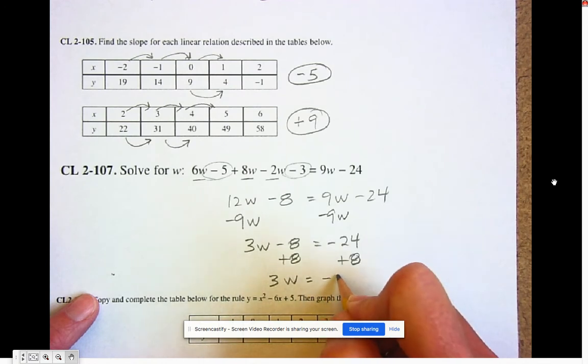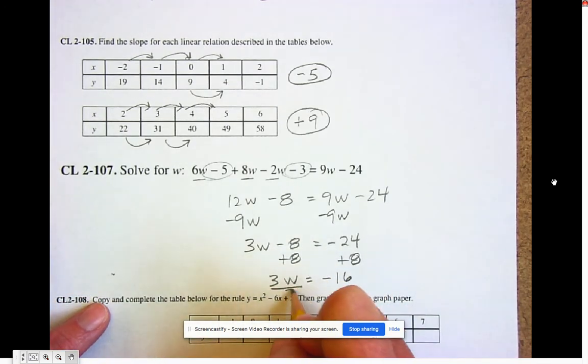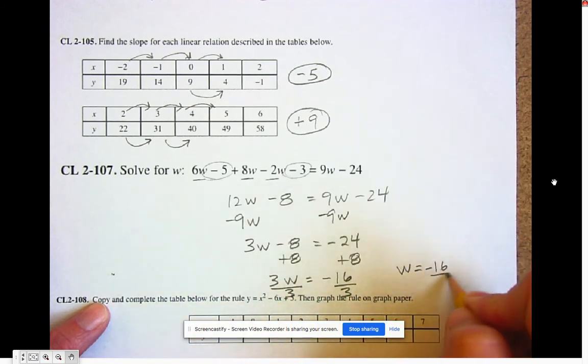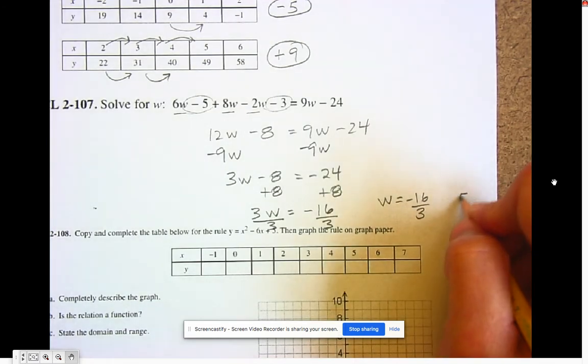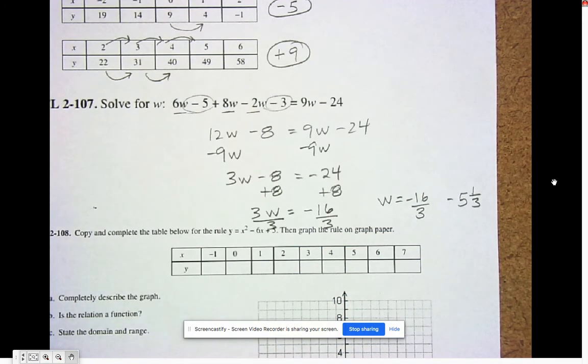So let's see, 3W is equal to, when I add 8, negative 16. Okay, and then I'm going to go ahead and divide both sides by 3. So I get W is equal to negative 16 thirds. If I decide to change that to a mixed number, let's see, 3 goes into 16 5 times with 1 left over. I could also have written this as negative 5 1/3.